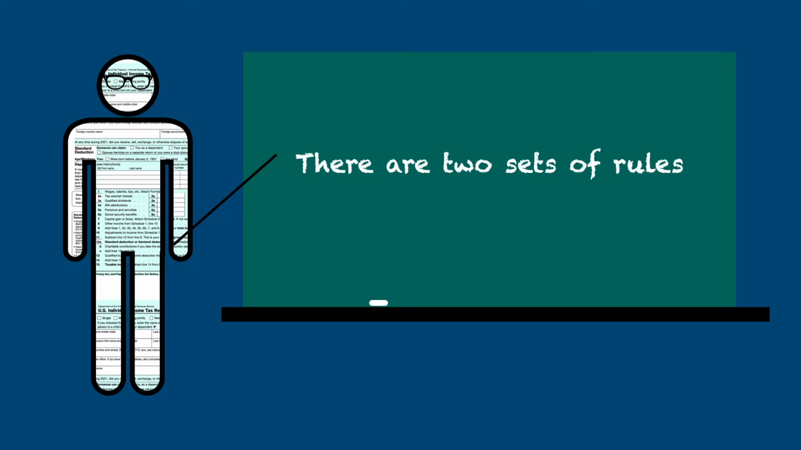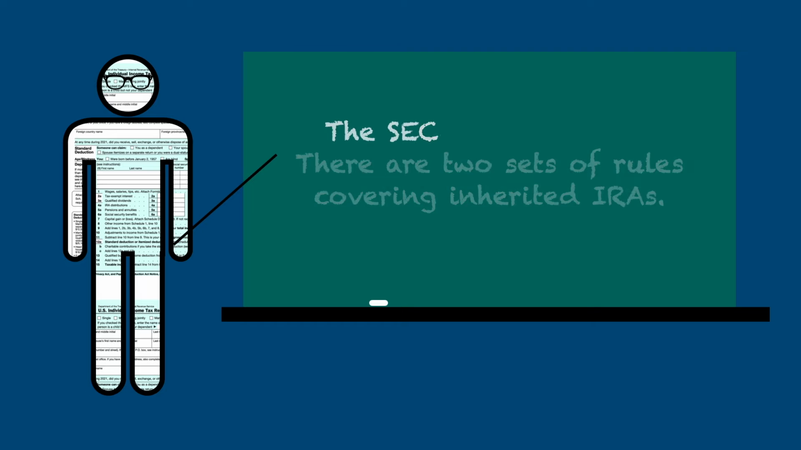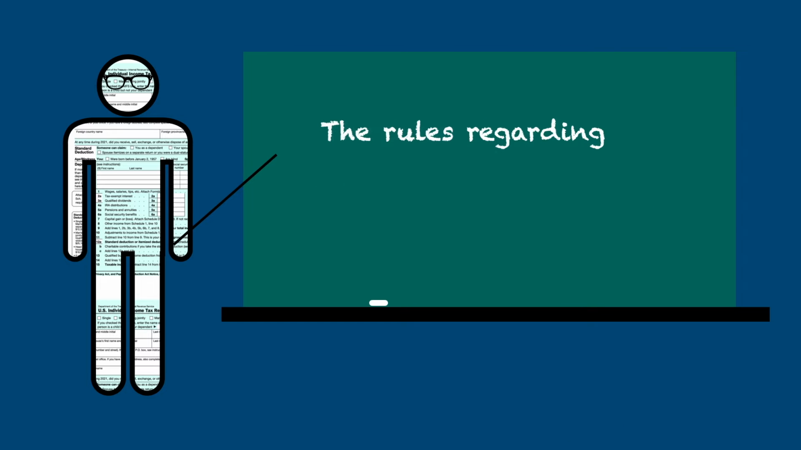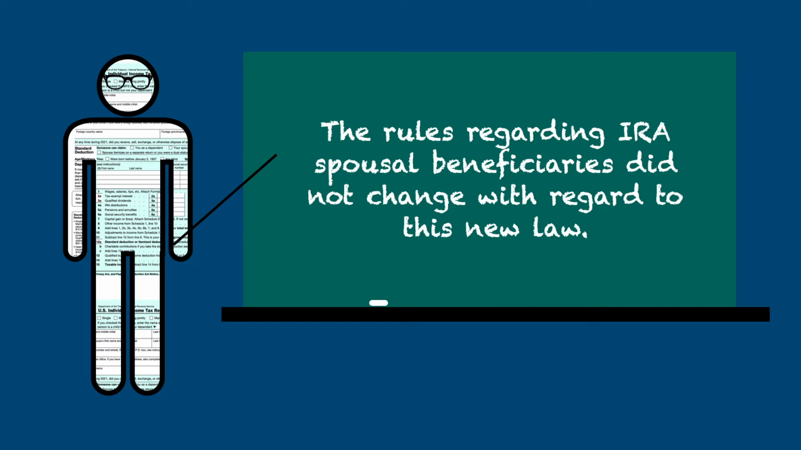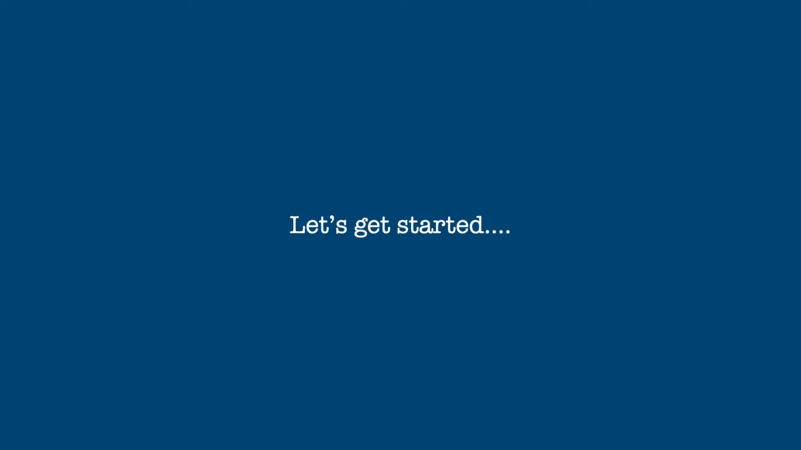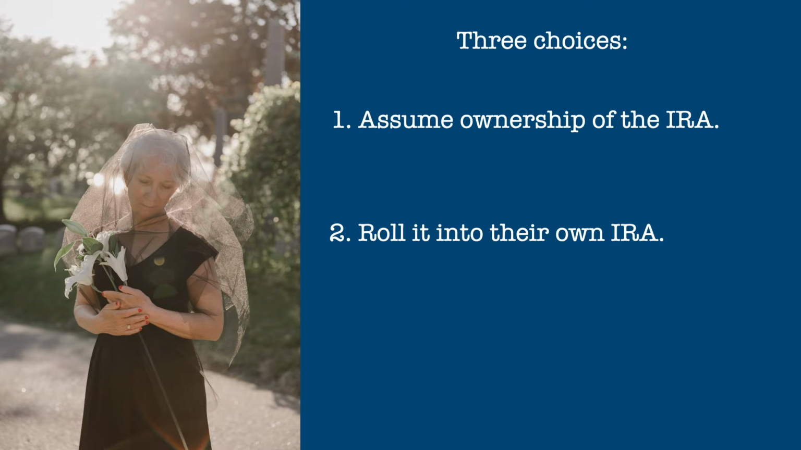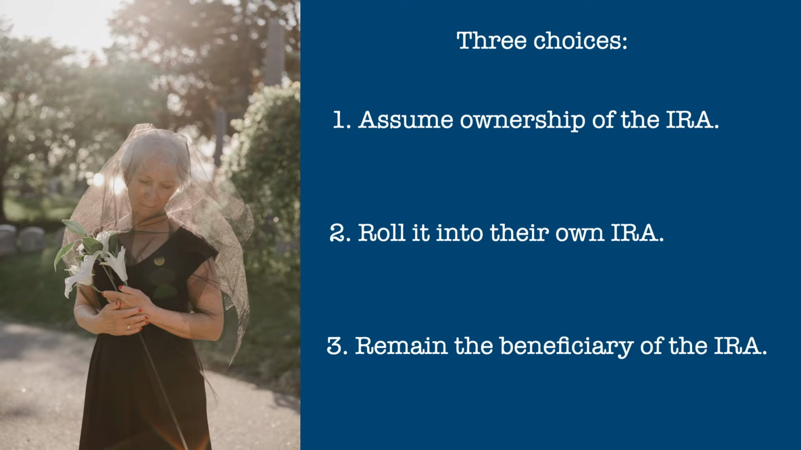There are two sets of rules covering inherited IRAs depending upon when the owner died. The Secure Act of 2019 changed the IRA inheritance rules effective January 1, 2021. The rules regarding IRA spousal beneficiaries did not change significantly with regard to this new law. So let's get started. Surviving spouses have three choices when they inherit their spouse's IRA. They can assume ownership of the IRA and treat it as their own, they can roll the IRA over into their own IRA, or they can remain the beneficiary of the IRA.